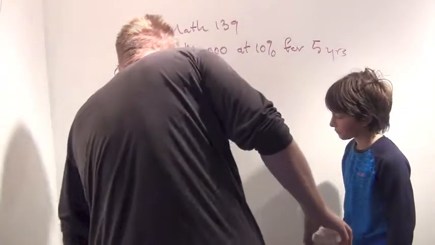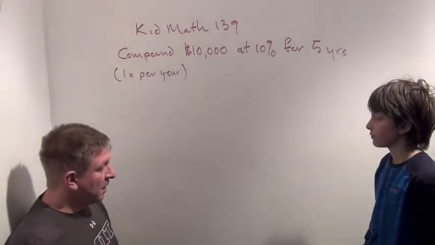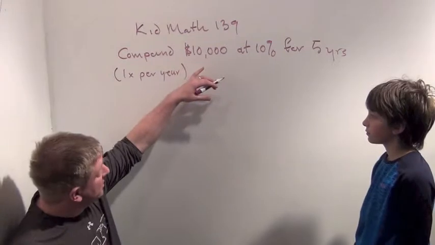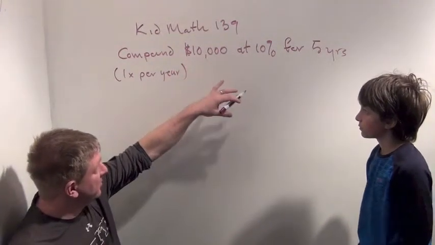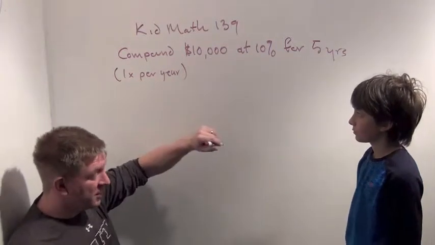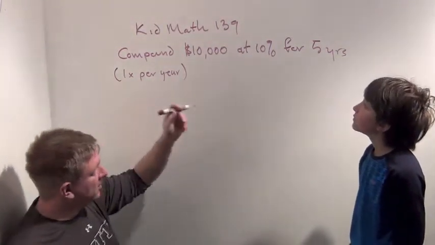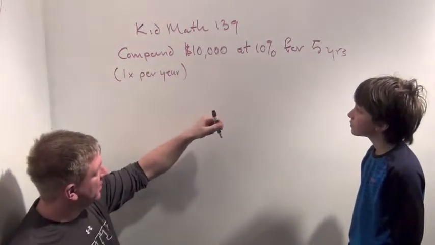So we're back to our section on compound interest. And we did a neat example today, compounding $10,000 at 10% annually for 5 years, compounding it once per year. The reason we're going to do this example again, even though we already did it before, is you notice a neat pattern, and I want to talk about that pattern.